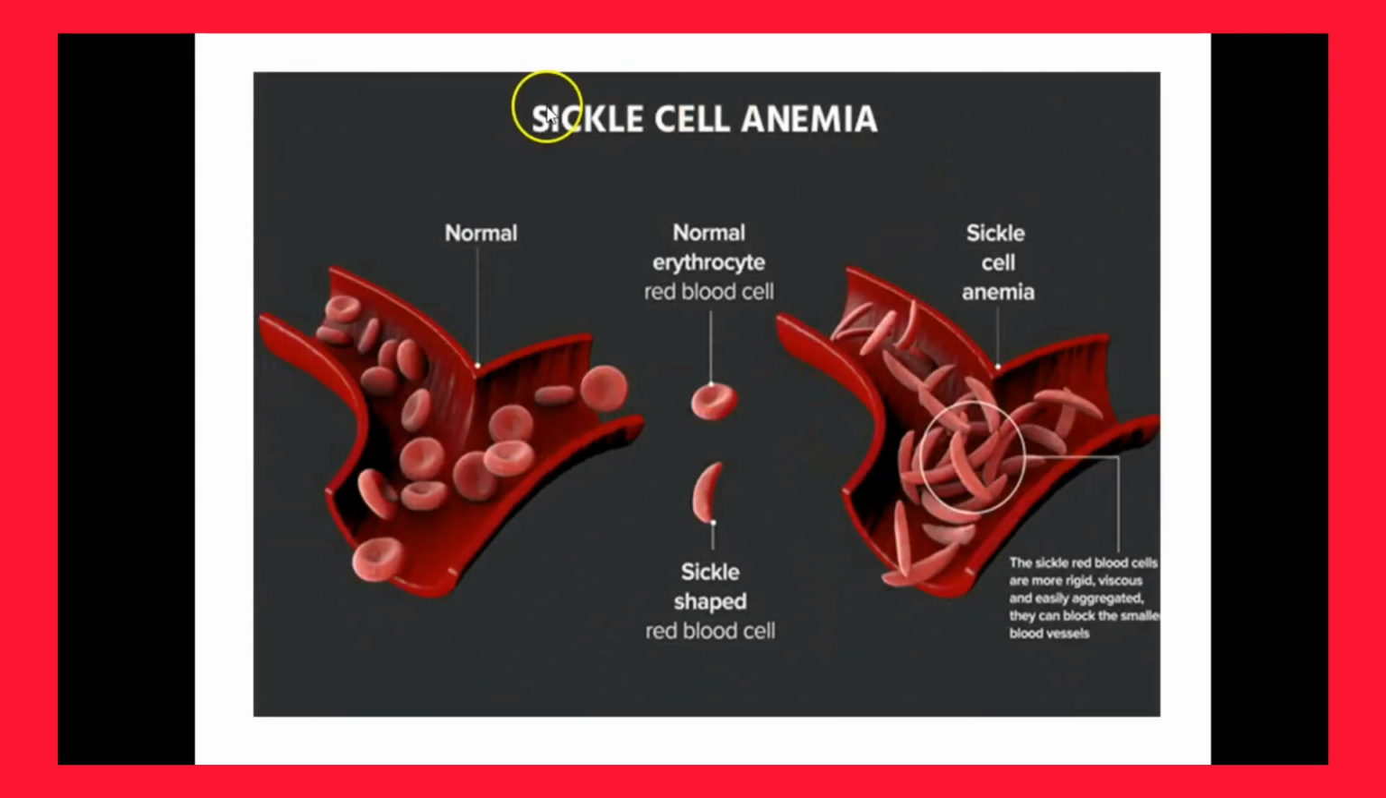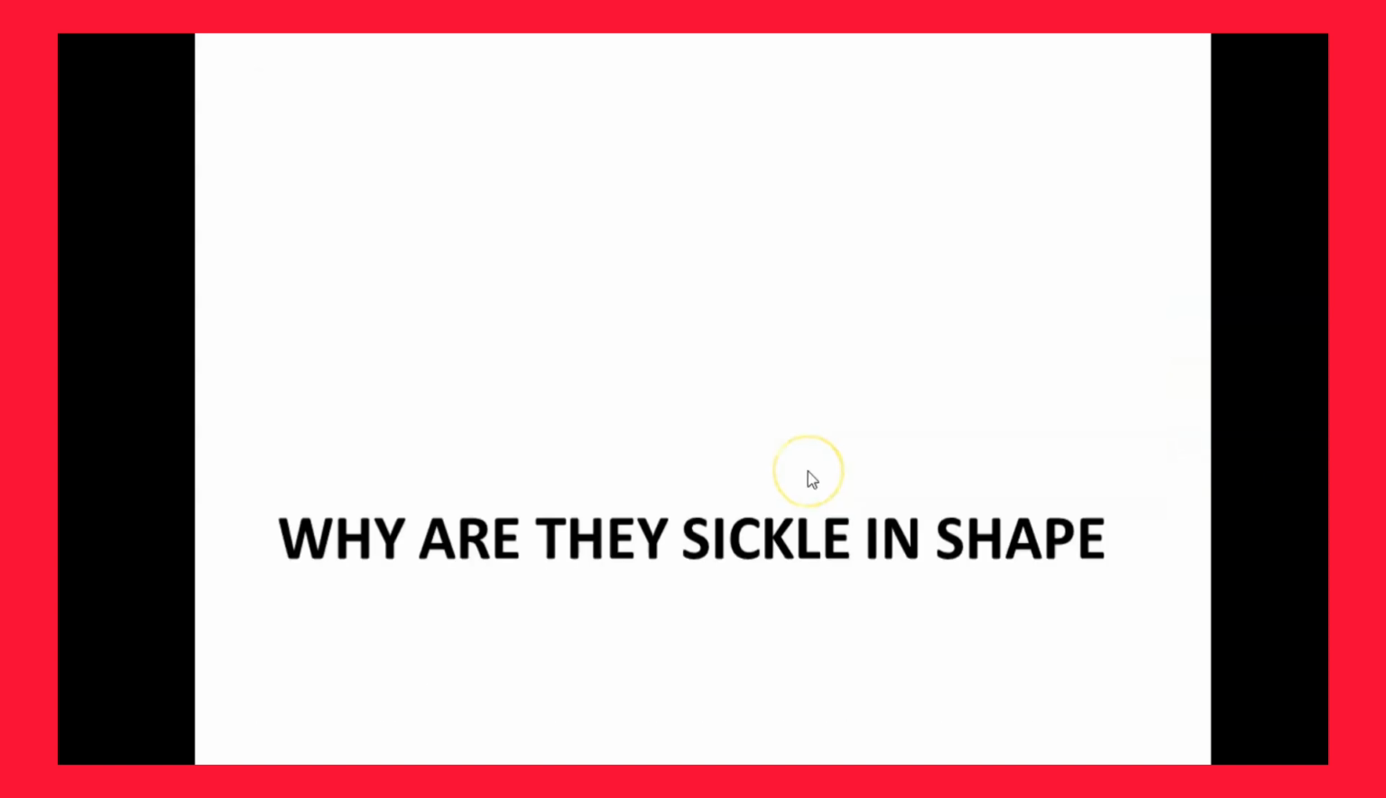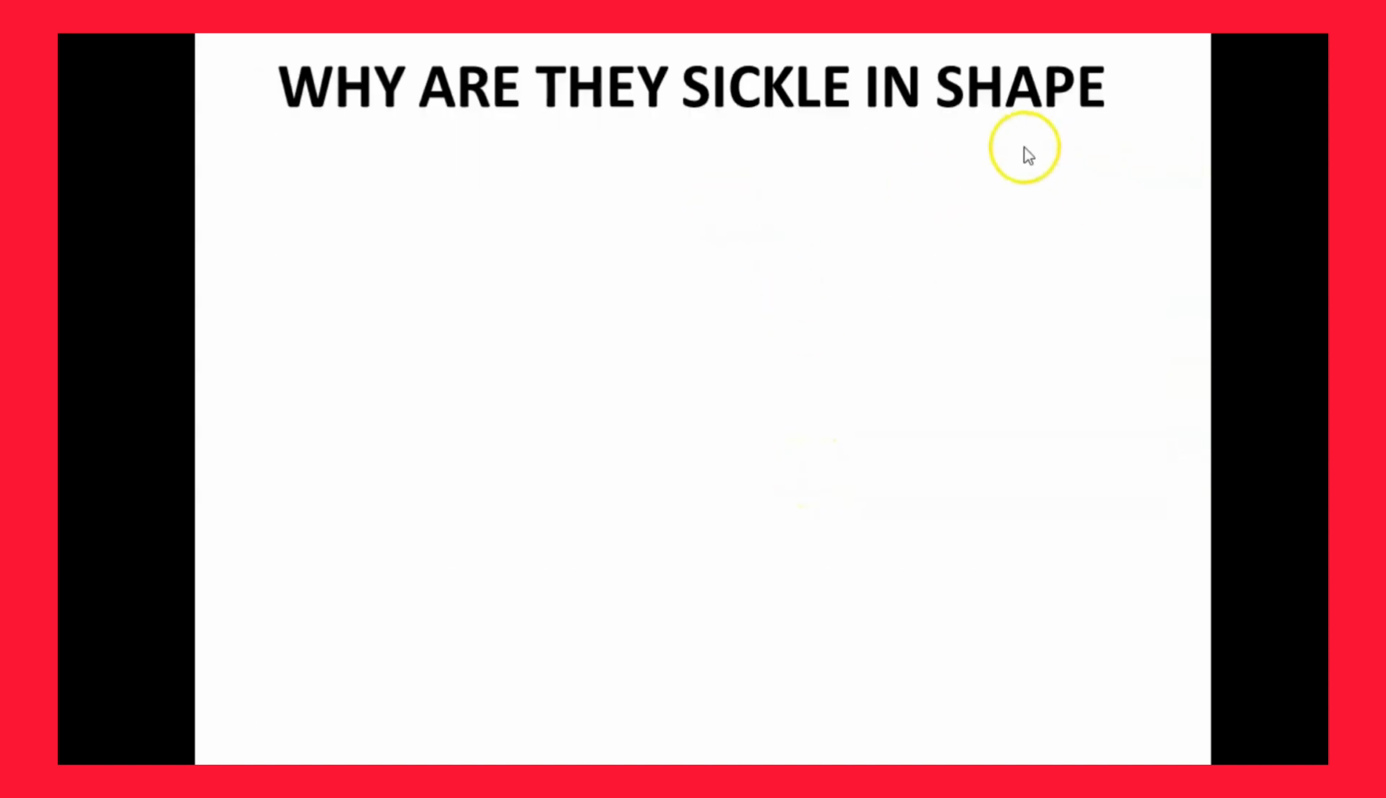This is sickle cell in a picture. What you are seeing is the blood vessel, the red blood cell shape, and the sickle cell shape. The sickle cell shape is very rigid and sticky. You find them sticking together and blocking the flow of blood in the blood vessels, resulting in oxygen not getting to many parts of the body. So that blockage is why they are sickle in shape.